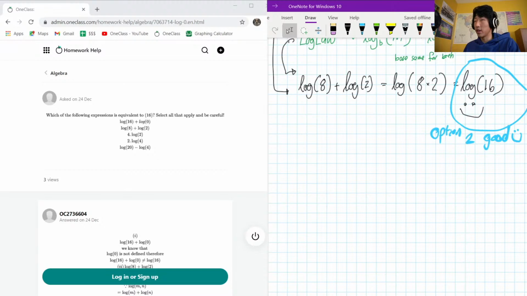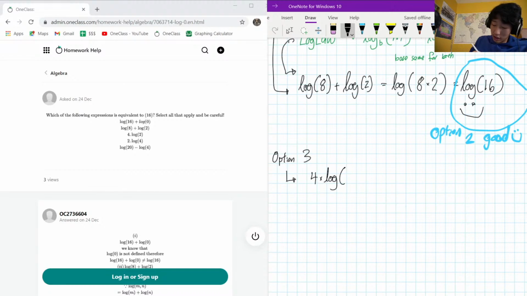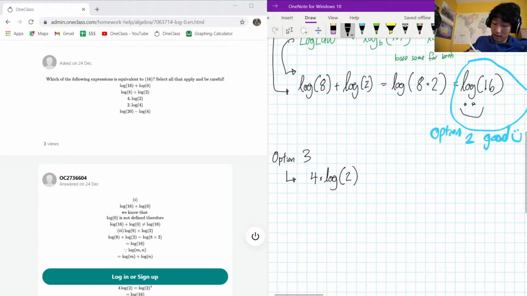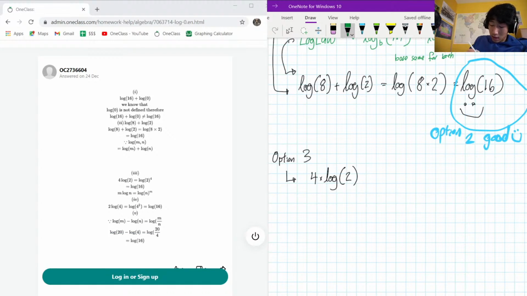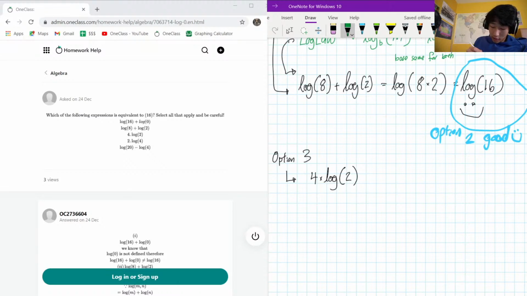Okay, so our next option is option 3, 4 log 2. I'm pretty sure what this means is 4 as a coefficient, 4 times log 2. Is this equal to log of 16? Let's find out. Another log law that is of interest, let's write that out in green.